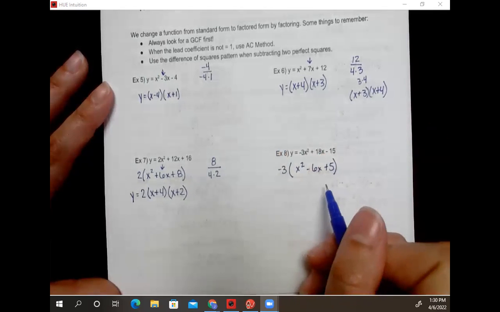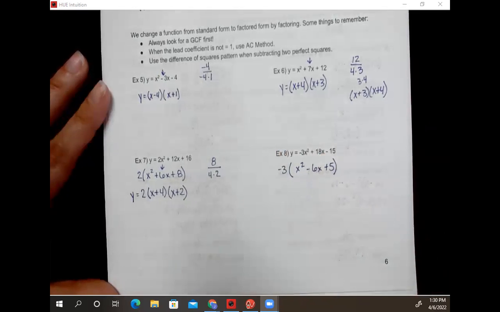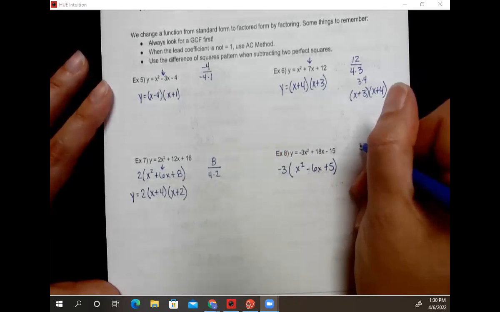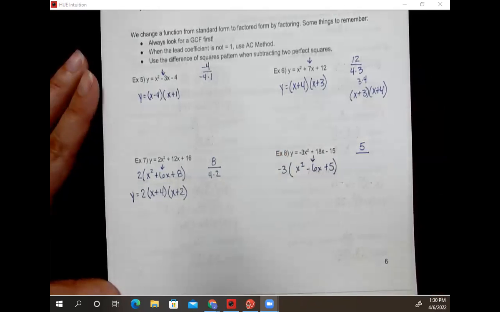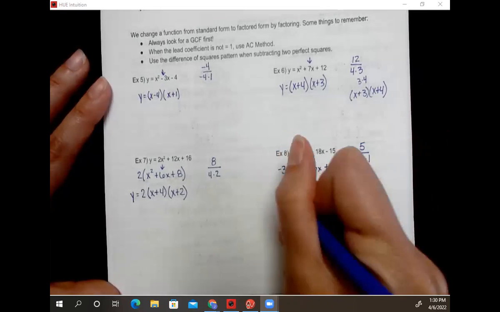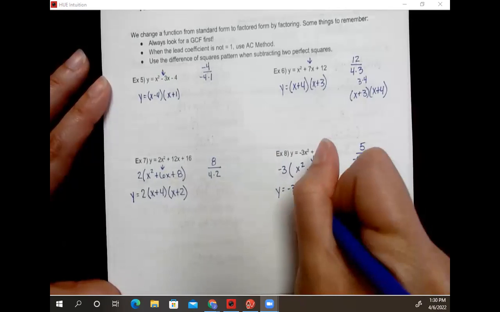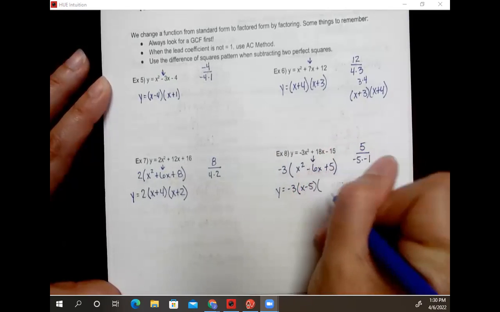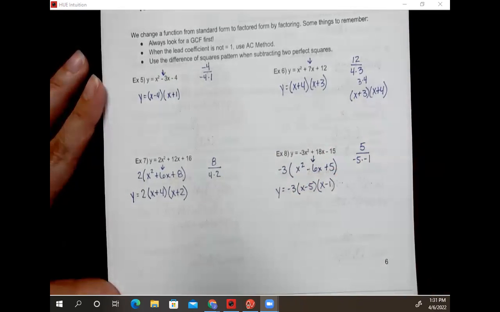Now what I have left in parentheses has an A value of 1, so I'm going to treat it just like I did 5 and 6. So factors of 5 that add to -6. -5 times -1, that'll do it. So this would be, for my factored form, y equals -3, don't forget that GCF, times x minus 5, times x minus 1. Questions for me so far?